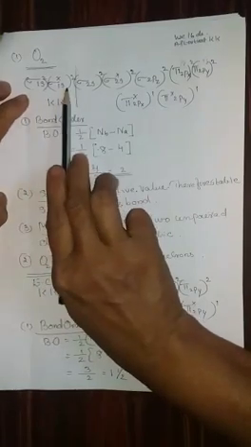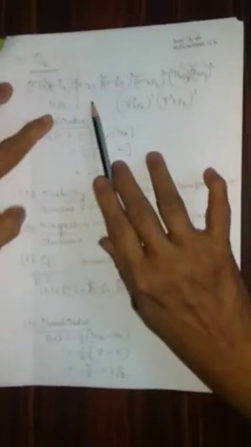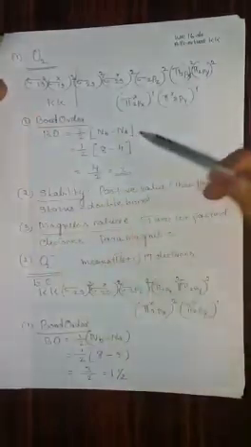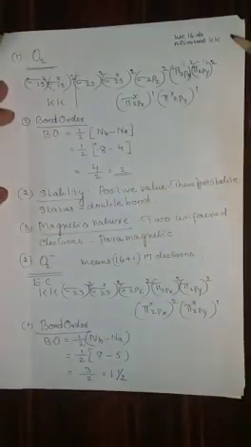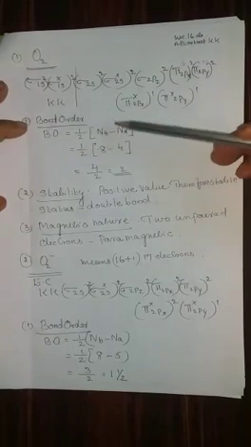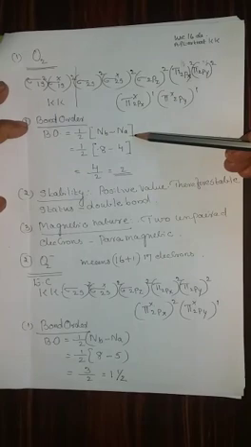You write that. You take only the electrons from sigma 2s onwards for finding out the bond order. That means, first point, bond order is half into number of bonding electrons minus number of anti-bonding electrons.